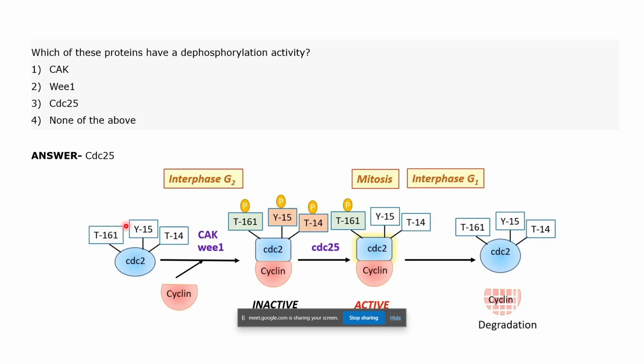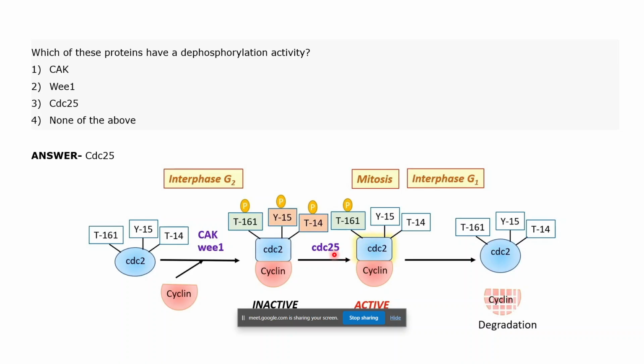residues, that is threonine 161, tyrosine 15, and threonine 14. What CAK, that is cyclin activating kinase, and V1 kinase do is that they phosphorylate all these 3 important residues. So threonine 161 is called an activating amino acid residue in case of CDC2, while tyrosine 15 and threonine 14 are called inactivating amino acid residues that are present in CDC2. So whenever these 2 amino acids are getting phosphorylated, the CDC2 that is bound to cyclin is inactive, in that it cannot show any kinase activity or phosphorylating activity.